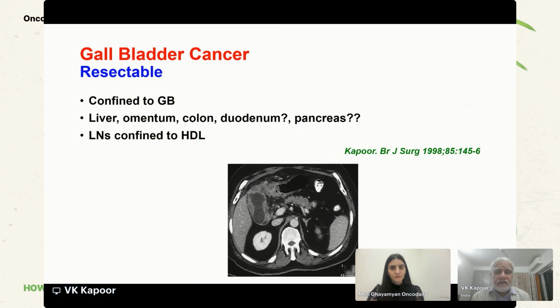What is resectable gallbladder cancer? Is disease confined to the gallbladder, with infiltration of liver, preferably minimal infiltration, involvement of structure which can be easily sacrificed like omentum, colon, maybe duodenum, and rarely head of the pancreas, but that would require a pancreatoduodenectomy. And lymph nodes confined to the hepatoduodenal ligament or behind the head of the pancreas and duodenum. Any nodes beyond that, as I mentioned earlier, celiac, superior mesenteric, and aortocaval, make it unresectable from outcome point of view.